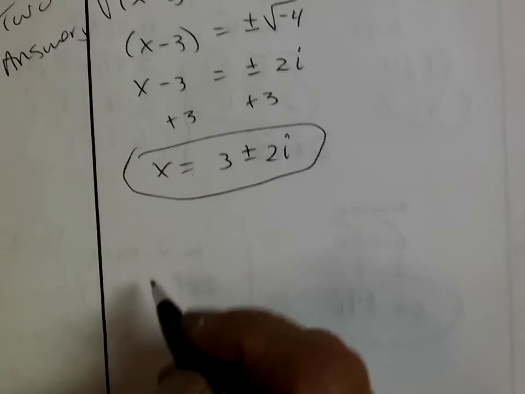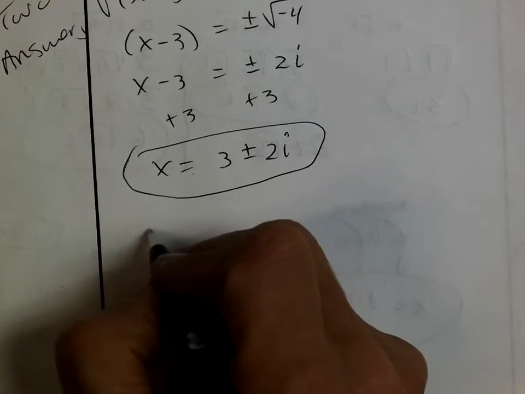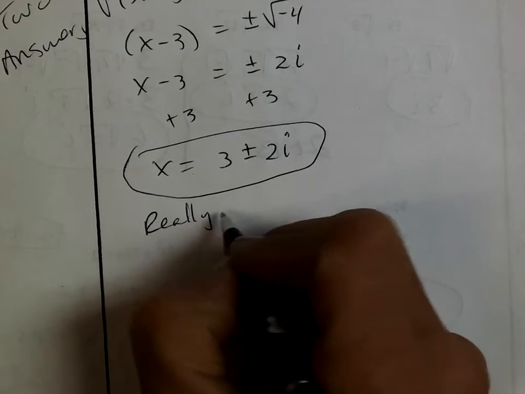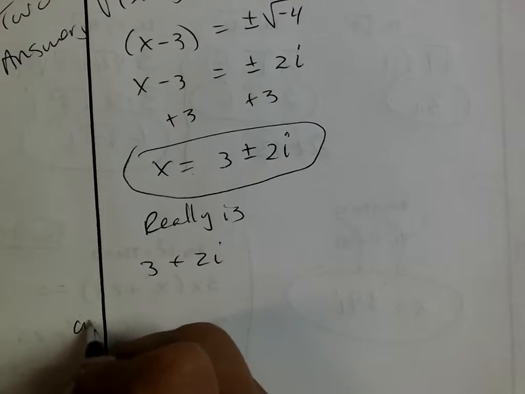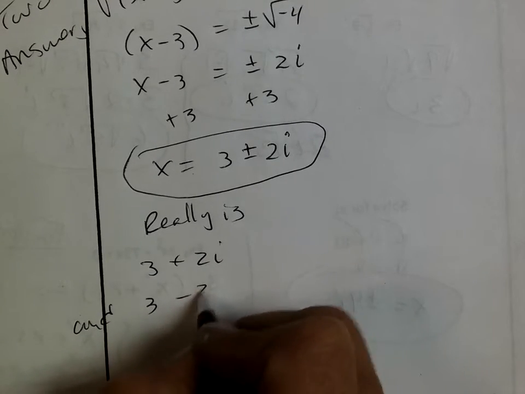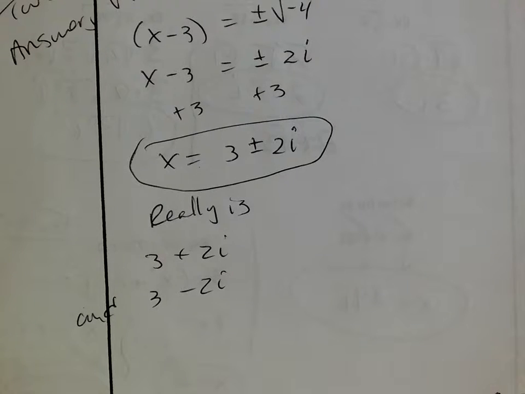Just real quickly, though, what does it mean? It really is 3 plus 2i and 3 minus 2i. Okay, that's what it really means. But the plus or minus means 3 plus 2i, 3 minus 2i. It tells us our 2 answers, okay? So you see the 2 answers. All right?